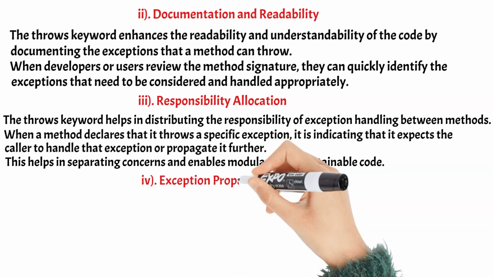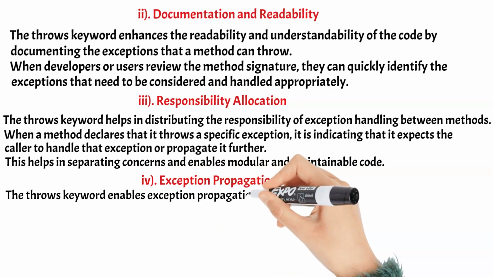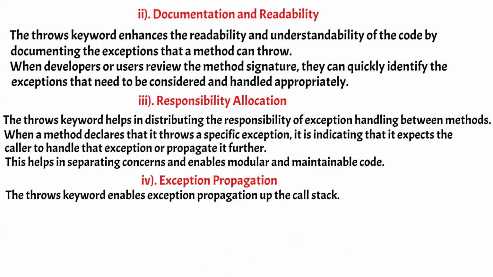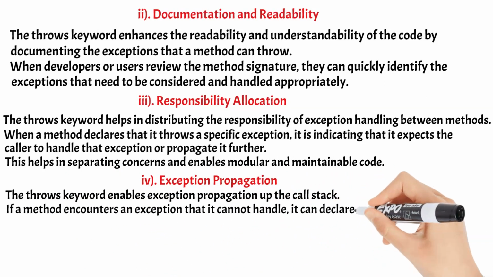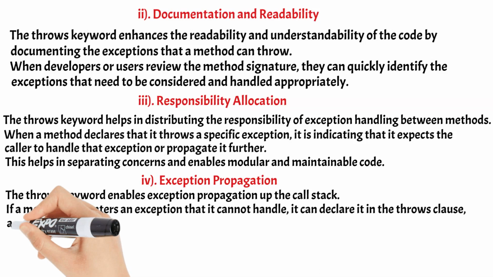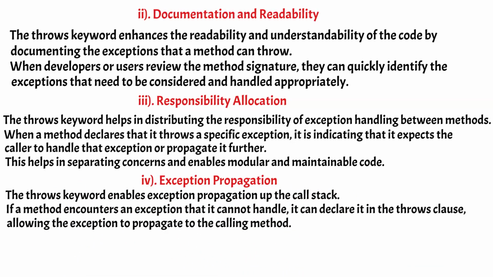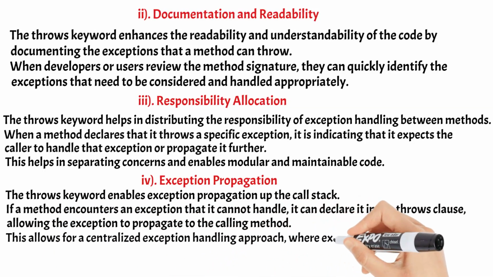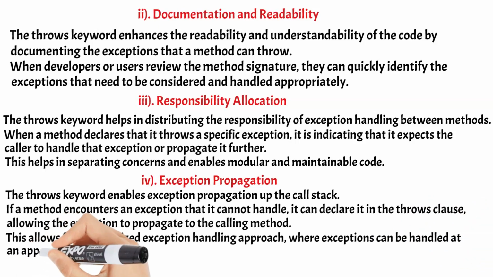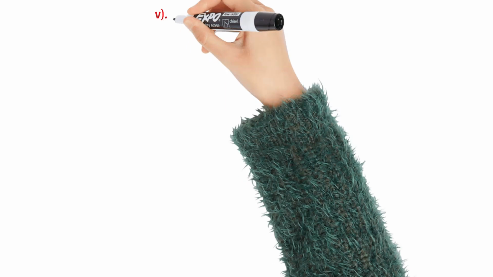4. Exception propagation. The throws keyword enables exception propagation up the call stack. If a method encounters an exception that it cannot handle, it can declare it in the throws clause, allowing the exception to propagate to the calling method. This allows for a centralized exception handling approach, where exceptions can be handled at an appropriate level in the code hierarchy.